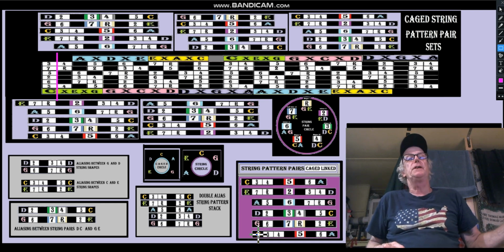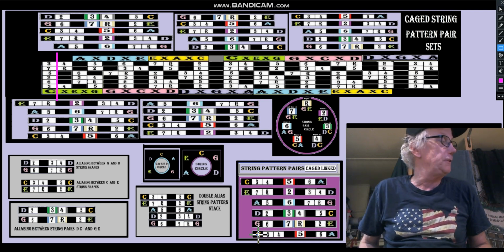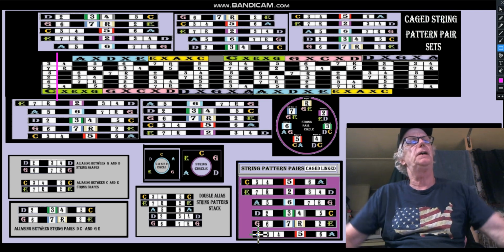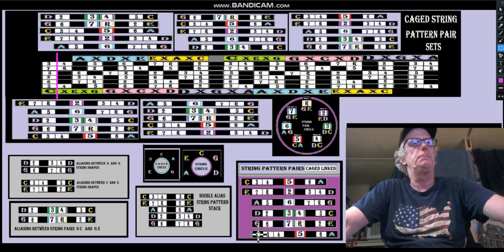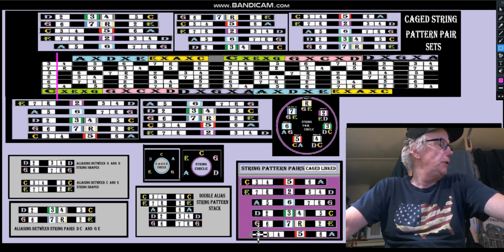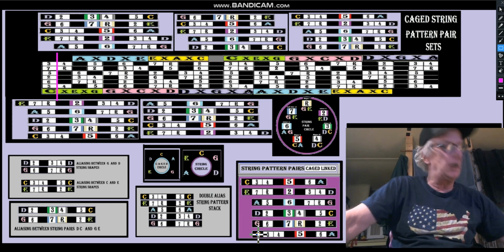It's just in the strings that the augmented 5th happens between the B string and the F sharp. It would be the B to the G going down there in 5ths. So it's very interesting because they're kind of in opposites.